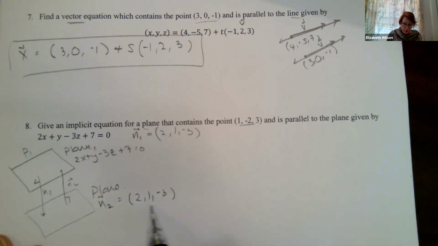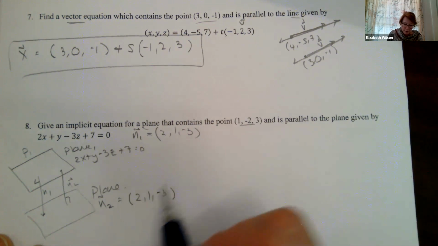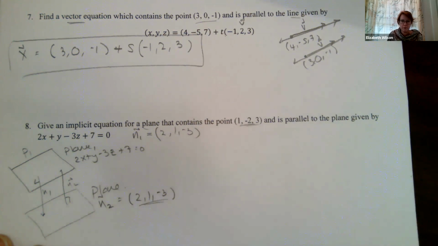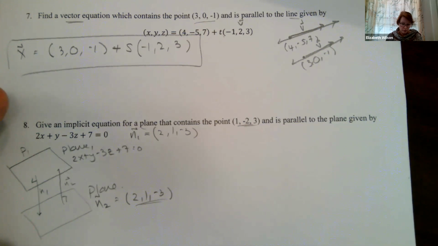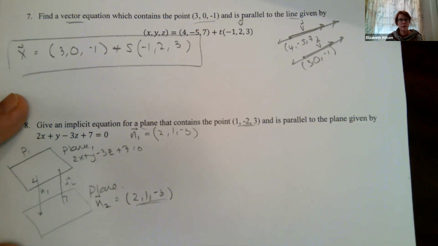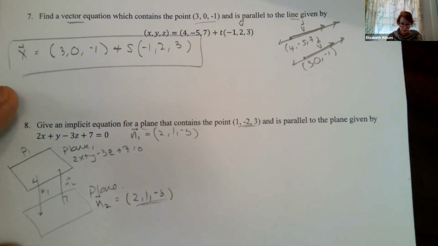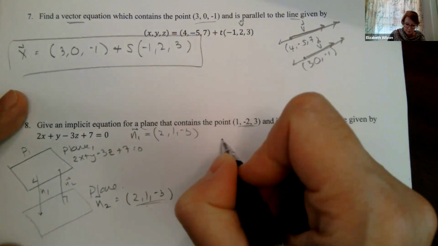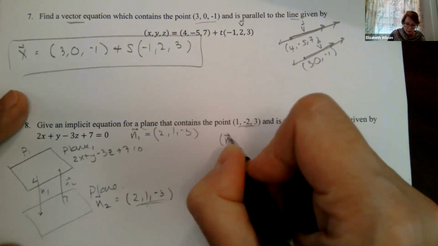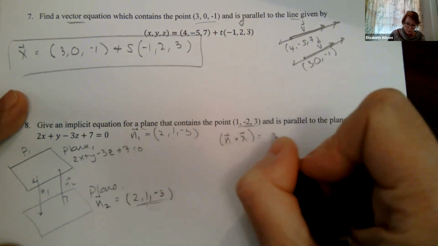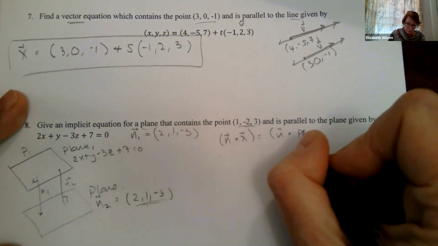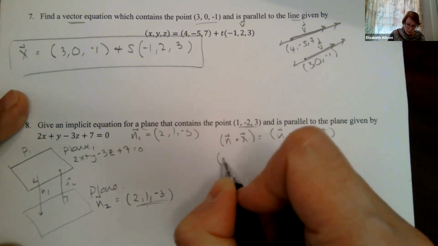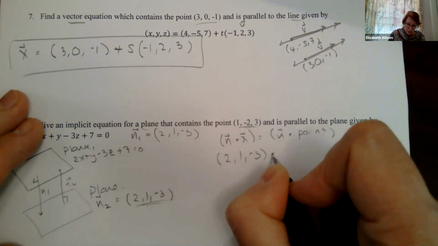I want a plane with the same normal vector, but with a different reference point. So we can do either the generic equation where you plug things in, or I can do the dot product. So I'll do the dot product. This is n dot x equals n dot.